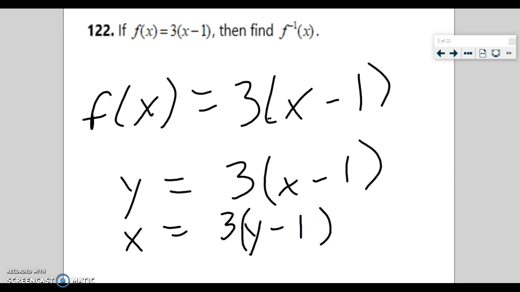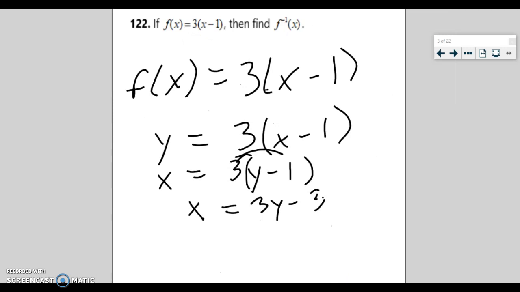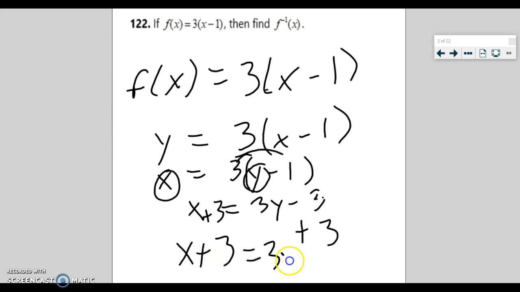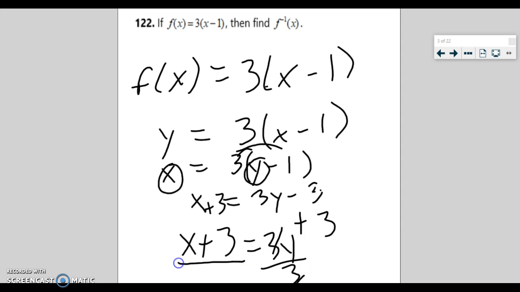Okay, from there you distribute. You get x equals 3y minus 3. Again, in order to find the inverse, you have to flip the x with the y. I add 3 to both sides. This is going to be x plus 3 equals 3y. I divide by 3 because I'm trying to get y by itself.